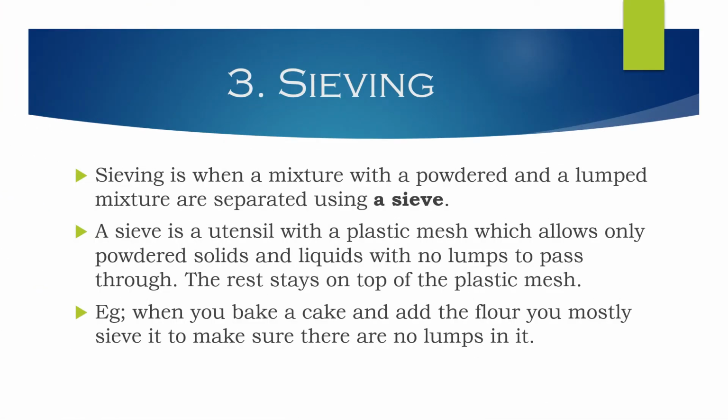The third method is sieving. Sieving is when a mixture with a powdered and a lump component are separated using a sieve. A sieve is a utensil with a plastic mesh which only allows powdered solids and liquids with no lumps to pass through. The lump part stays on top of the plastic mesh. For example, when you bake a cake, you add flour. You mostly sieve it to make sure there are no lumps in it.